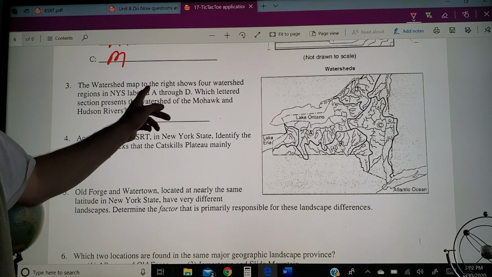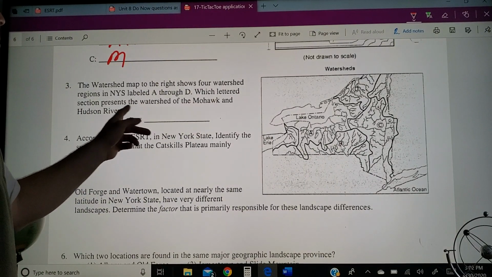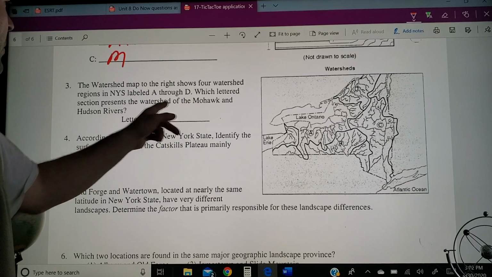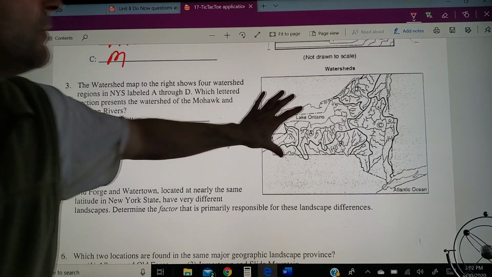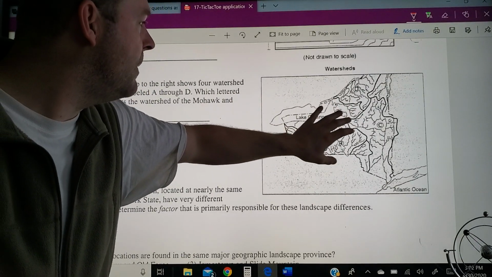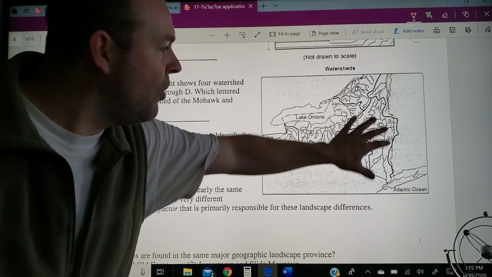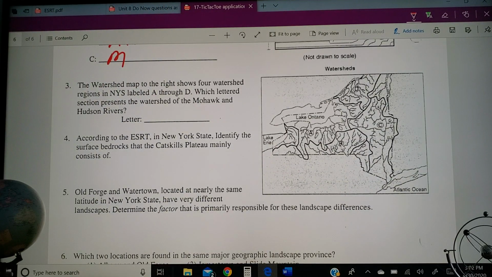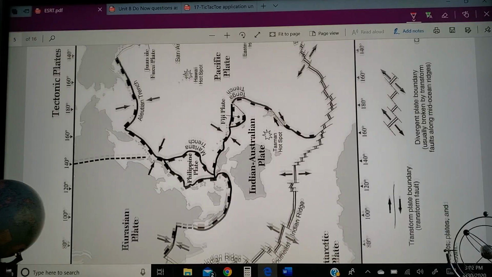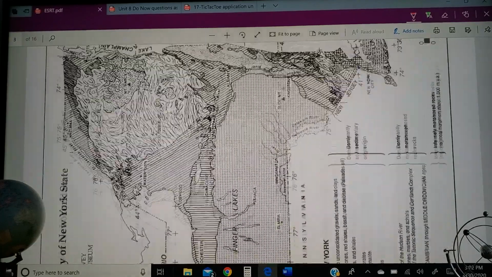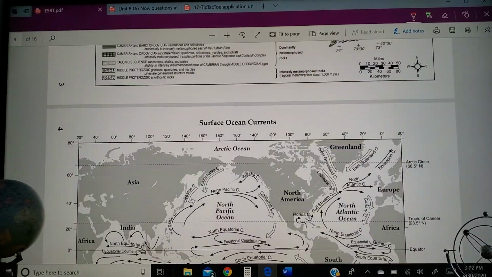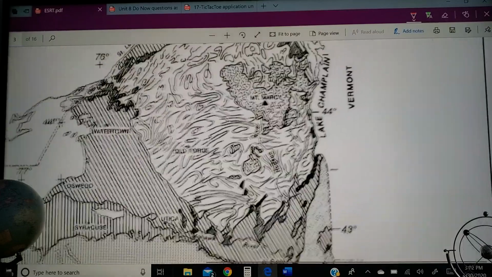The watershed map to the right shows 4 watersheds. Which one represents the Mohawk and the Hudson River? Well, there is no way you're going to memorize that. Hudson and the Mohawk, you got to go back to your New York State map. And that, of course, would be right here. Let me rotate that. You're looking for the Hudson and the Mohawk rivers.